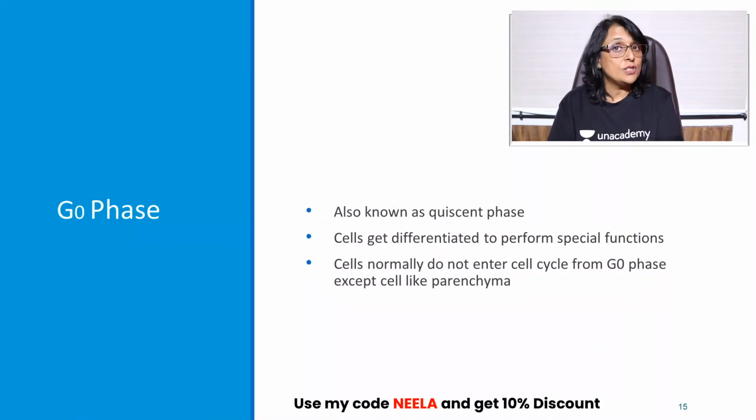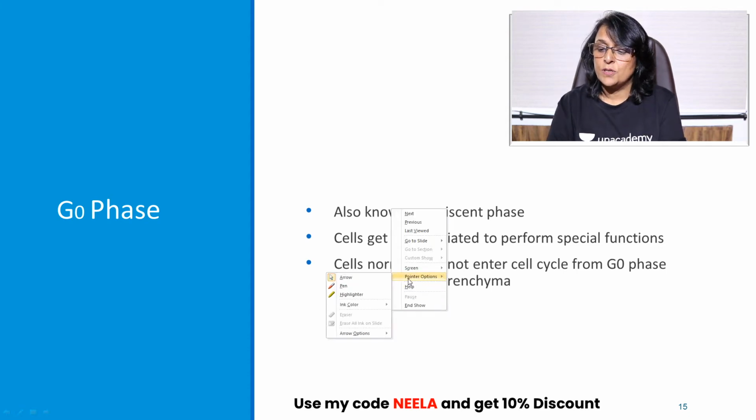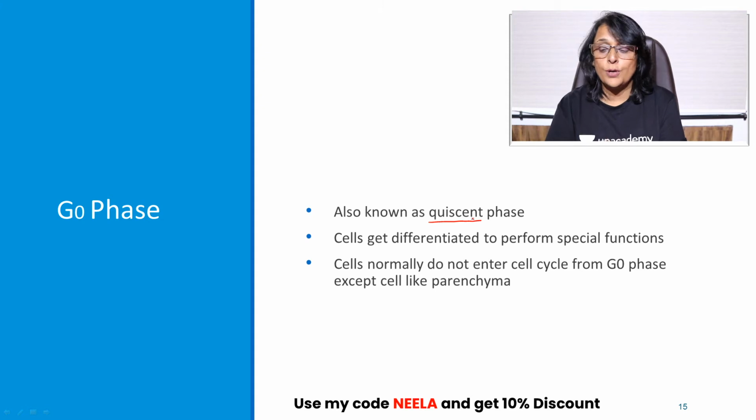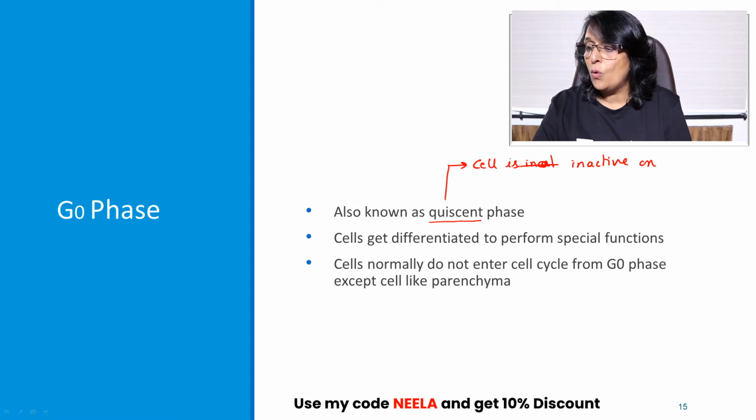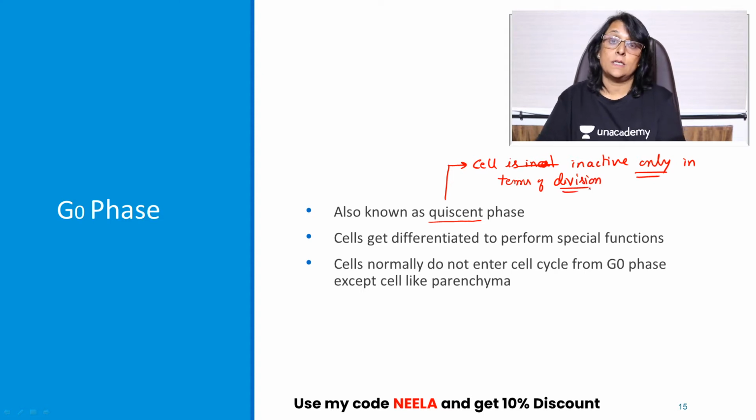Let us talk about G0, G0 phase. This is very important, and there are many questions which are asked on this. It is known as the quiescent phase, and as I told you, this means the cell is inactive only in terms of division. Otherwise, it is a specialized cell and it is going to perform a specific function.